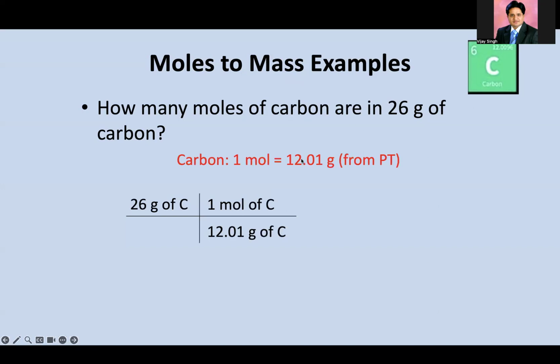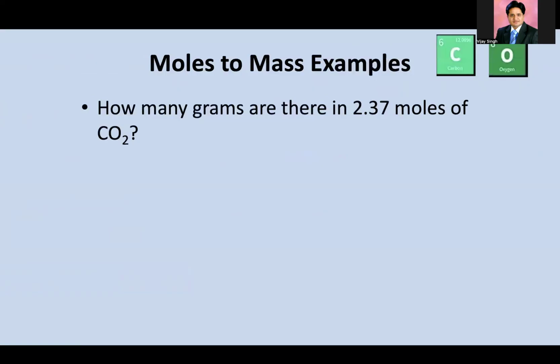Don't worry about the periodic table. That would be given in the test or in the exam. So when you divide 26 by 12, you get 2.16 moles of carbon, which is rounded to 2.2 moles of carbon. Let's look at the next one. How many grams are there in 2.37 moles of carbon dioxide?